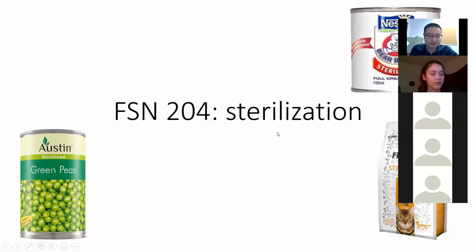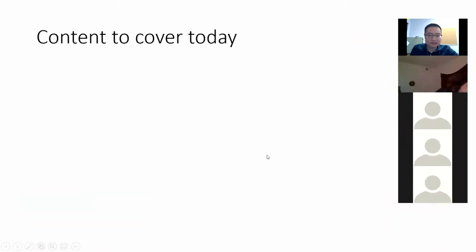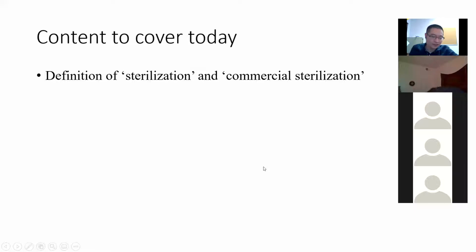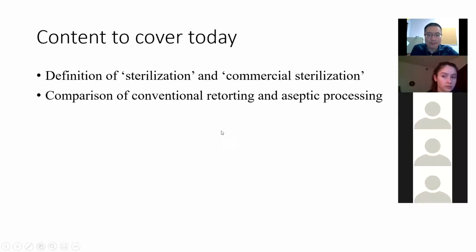Okay, so this lecture might last a little bit longer because it has a lot of content to cover. So sterilization, basically we will cover the conventional sterilization and what is the commercial sterilization. The commercial sterilization is more used for the food industry now. It's like a modern food technology, but the conventional one is more for the past and more theoretical. And we'll learn about the conventional retort and what is aseptic processing.